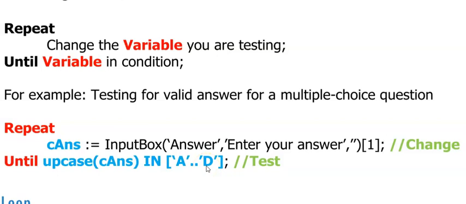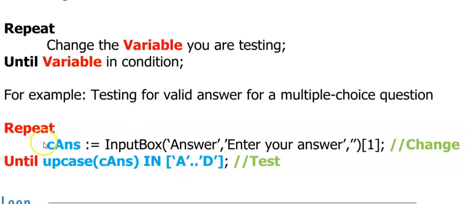Let's say the person enters in an A. That means that for the first time my loop executes, my condition here will be true. So repeat until A is in this range A to D. That is true, so my repeat loop won't execute again.